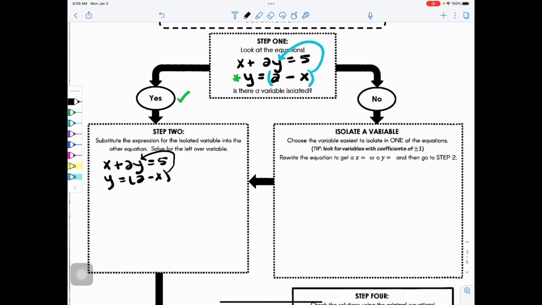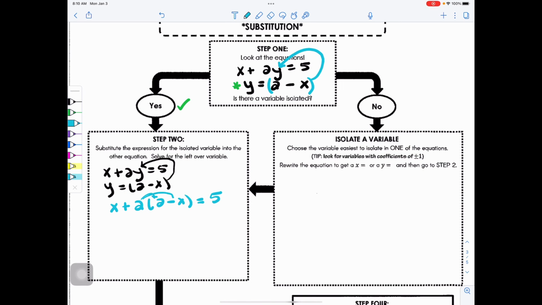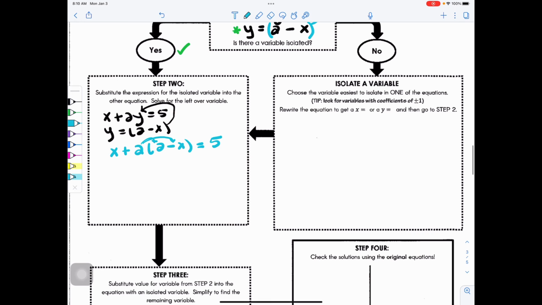So the equation that was x plus 2y is now going to become x plus 2 times (2 minus x) equals 5. And now we have an equation with one variable that we can solve. So follow your steps. First, we're going to look for a distributive property, which we do have. So I would have x plus 4, because 2 times 2 is 4, and 2 times negative x would be negative 2x.